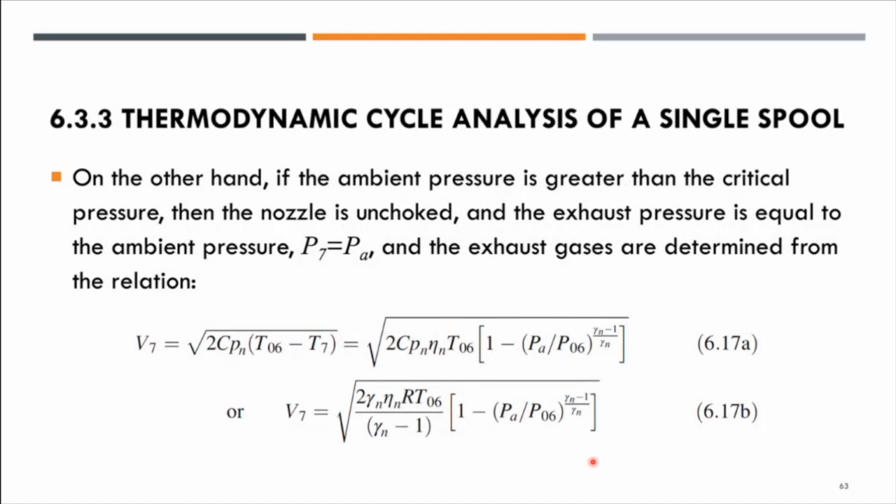On the other hand, if the ambient pressure is greater than the critical pressure, then the nozzle is unchoked and the exhaust pressure equals the ambient pressure. So P7 at the nozzle equals the atmospheric pressure, PA. There's no prime, and this is just a comma. I'm very sorry. The exhaust gases are determined from the relationship, equations 6.17A and 6.17B.